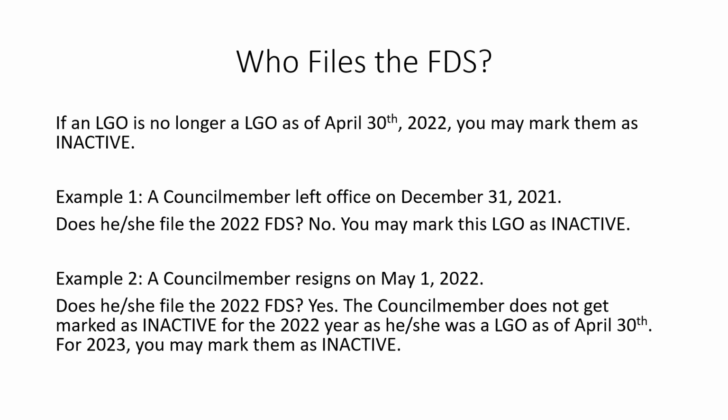The second example, a council member who resigns on May 1st, 2022, or like I said, in another title who's going to retire, they are required to still file the 2022 FDS, even though they are going to miss it by 1 day. So they are still required to file. And you should not be marking that person as inactive for the 2022 year. You would wait until next year's roster opens up and then mark them as inactive, because technically they're inactive for 2023. But since they were in office on April 30th, they should still be filing the FDS.